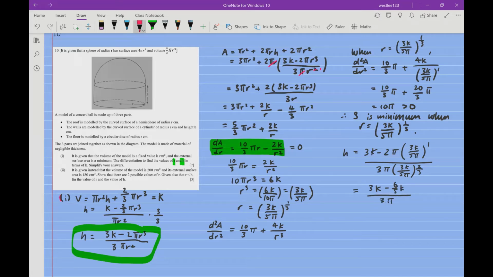So I am grouping these three terms together, all right? And then 1 over 3k over 5 pi power theta. Later you will see why I'm doing this, all right? So putting 3k minus 6 over 5k over 3 pi together, I will get 3k over 5 pi.